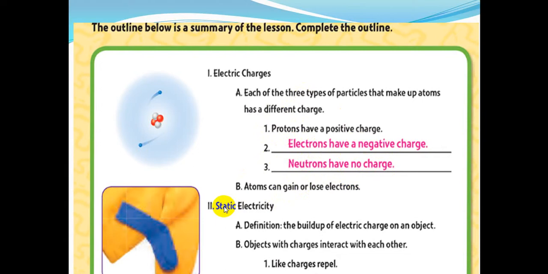2. Static electricity. The definition of static electricity is the buildup of electric charge on an object. This is the definition. So the objects with charges interact with each other. How? The like charges repel, but the opposite charges attract. And we said they act as a magnet.